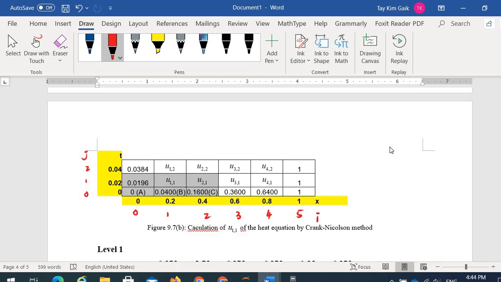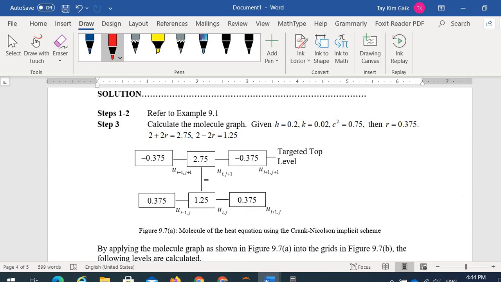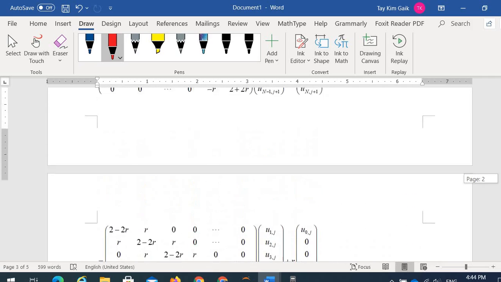So we got 8 cells to solve, and each level you got 4 cells. So you get four simultaneous equations to be solved. Then you solve level 1, done. Then you solve level 2, level by level. Each level, because you got 4 cells, 1, 2, 3, 4, you have 4 simultaneous linear equations. How do we get the simultaneous linear equations? So we get back the molecule of the implicit method of the heat equation.